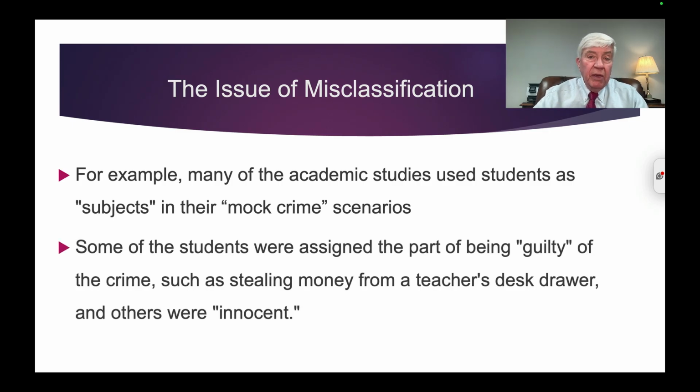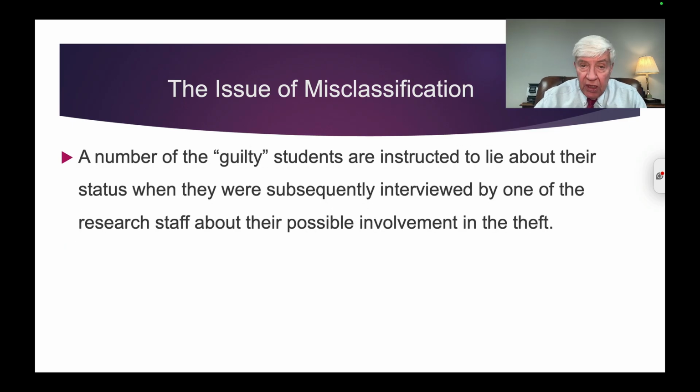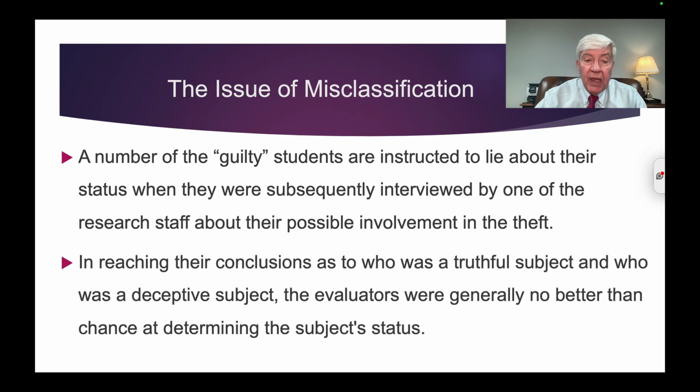Some of the students were assigned to be, for example, guilty of going into the teacher's office and stealing money out of his or her desk, and other students were assigned to be innocent of committing that theft. A number of the guilty suspects were subsequently told to lie about their involvement when they were interviewed by one of the staff research members. In reaching their conclusions as to who was a truthful subject and who was a deceptive individual, the evaluators, the researchers, who conducted the interviews of the subjects were generally no better than chance flipping a coin at determining the subject's status.